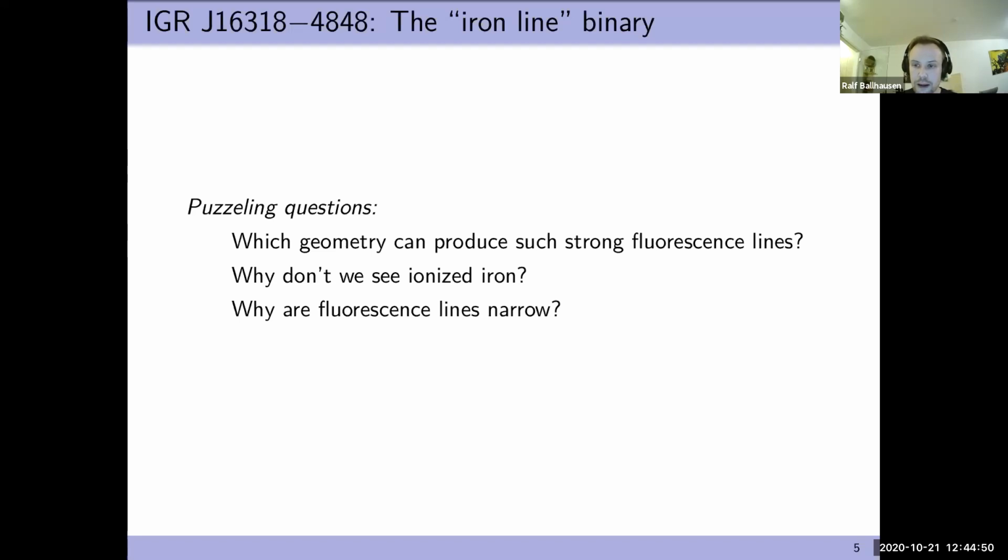And finally, why do these lines have very narrow shapes? What we see in XMM, for example, is that we basically cannot resolve the line width at all. In particular, we don't see any strong Compton deformation of the fluorescence lines. You would also expect, if you look at an absorber which has such a high column density, to absorb all the soft radiation, and you process the line photons through this absorber, then you would expect them to be deformed.